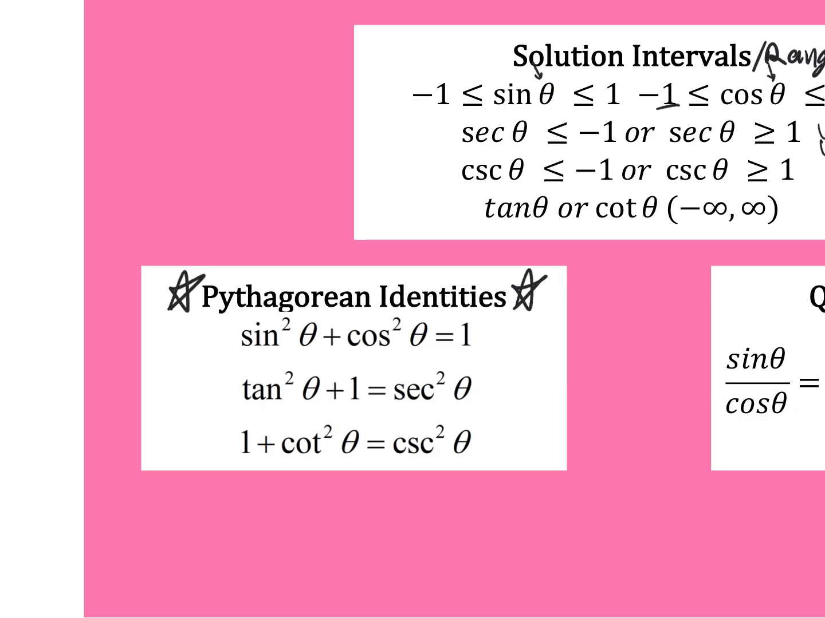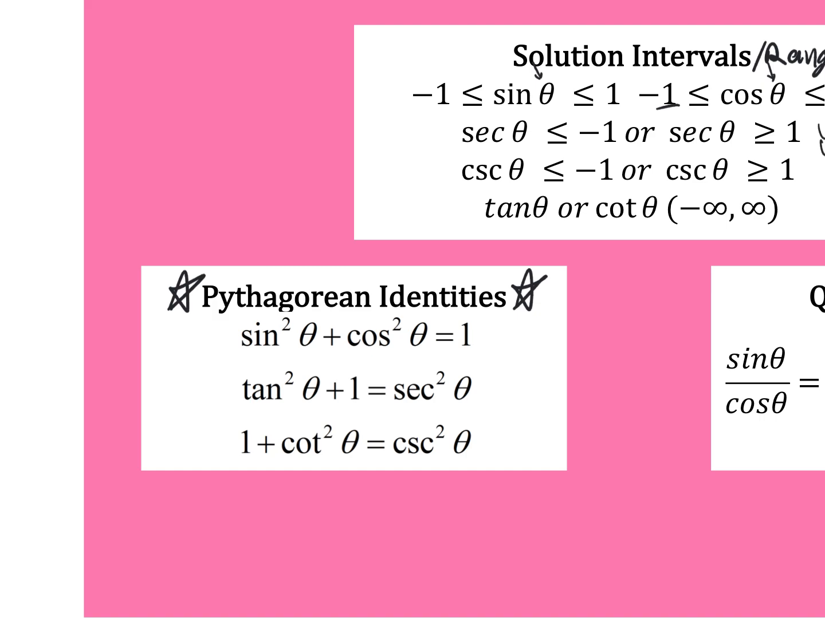Notice that they are called Pythagorean identities because we see squares: sine squared, cosine squared, tangent squared, secant squared, cotangent squared, and cosecant squared. You don't have to memorize anything on this page. We give you all of this on a test or a quiz, but it's good to know how to use them.